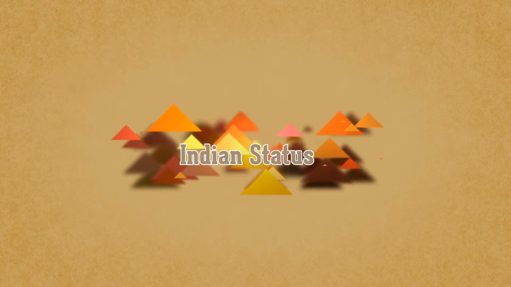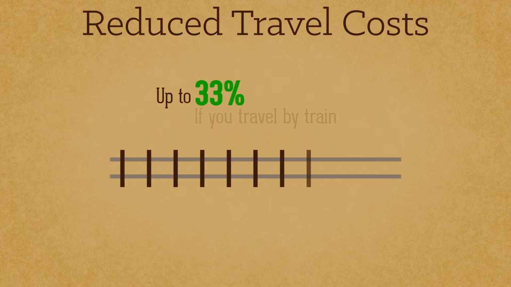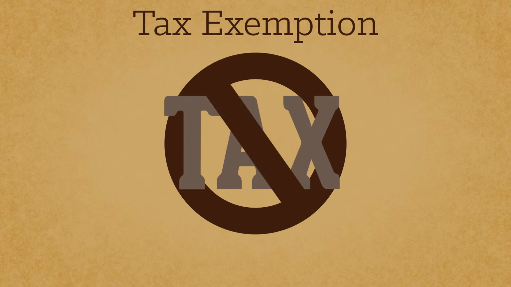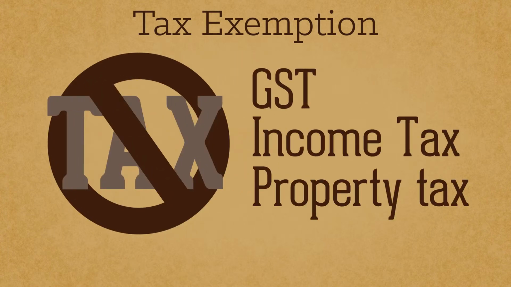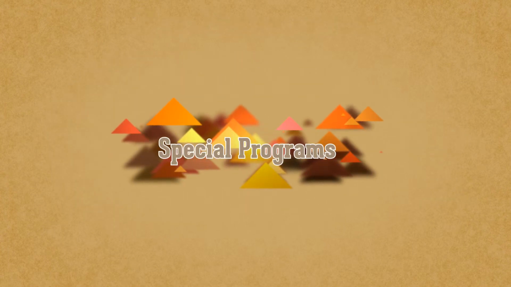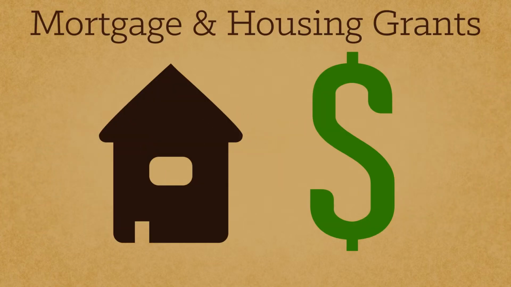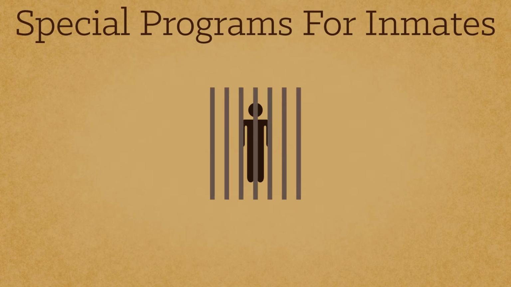Indian status is another issue dealt with a lot in the Indian Act. It provides a couple of benefits such as significantly reduced travel costs, easy immigration, and exemption from certain taxes if you live and work on reserves. There are quite a few programs available to status Indians to help with everything from mortgage and housing grants to special programs for inmates in prisons.